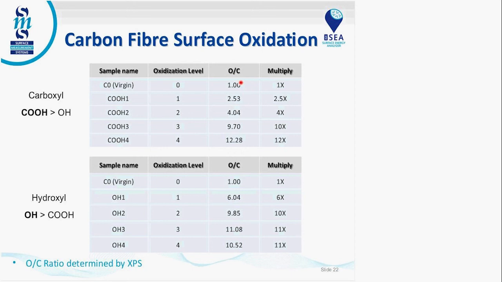So that's why you get 1 for the virgin sample. And the other ones are taken relative to the untreated or virgin sample. As you treat them more aggressively, you increase the oxygen to carbon ratio, for both carboxyl and hydroxyl oxidation, determined by XPS.